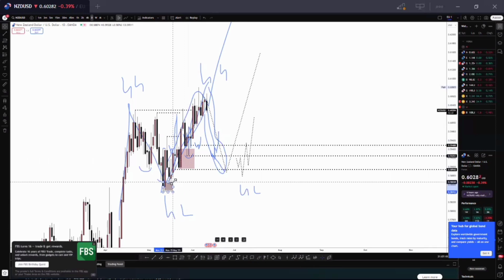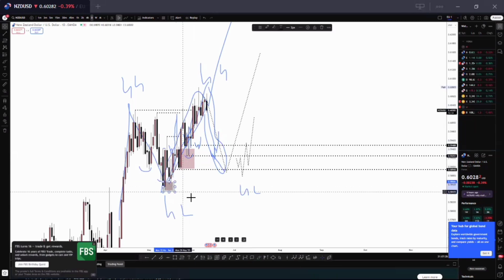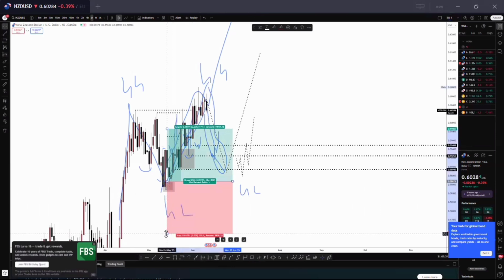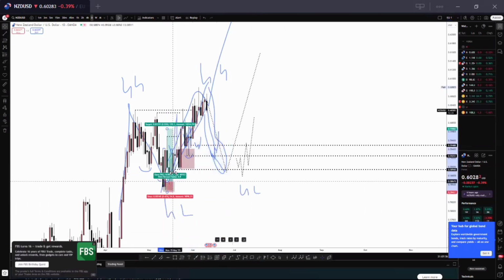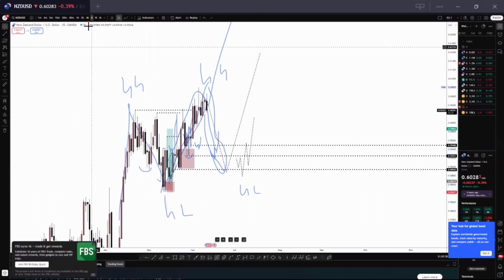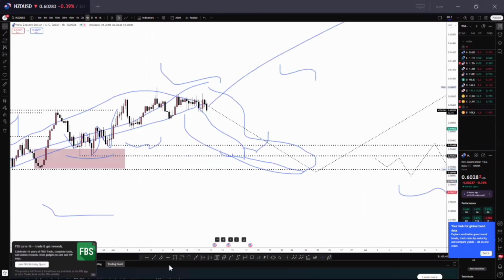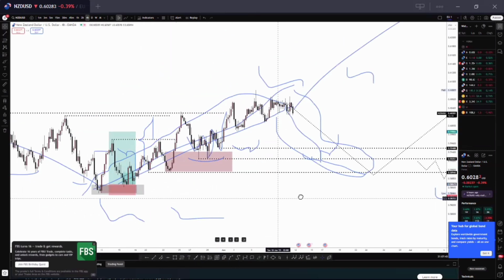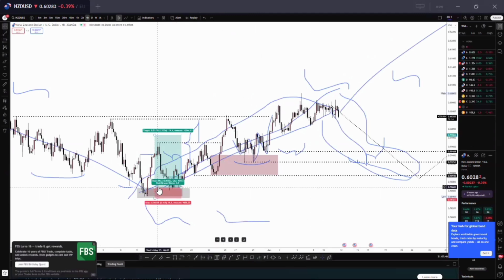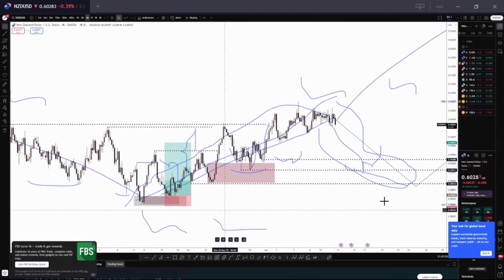Can you hear me? Yeah, I do hear. So this is the daily time frame. Refining it to the lower time frame is to get this, so you can have an entry like this. And then on the 4-hour time frame, it will look like this. Do you understand now?